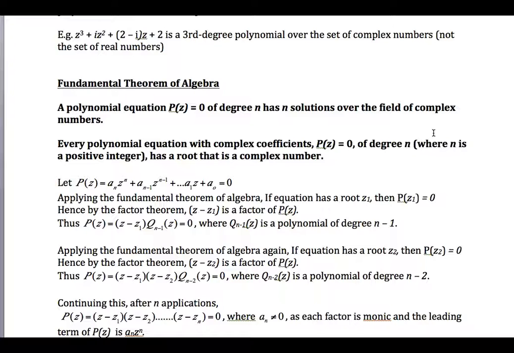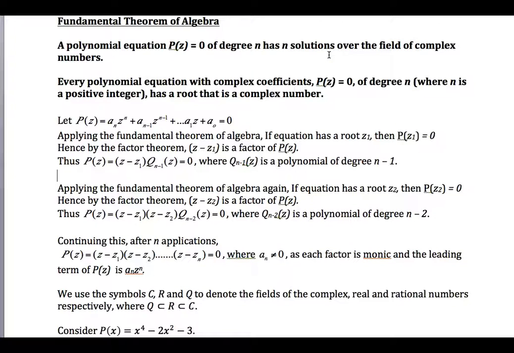They're complex. Now, the fundamental theorem of algebra basically says if your power is z squared, you've got 2 solutions. Z cubed has 3 solutions. Z to the power of 4 polynomial has 4 solutions. So that's what the fundamental theorem of algebra is. It says a polynomial equation, P of z equal to 0, of degree n has n solutions over the field of complex numbers. Now, every polynomial equation with complex coefficients, where P of z equals 0 of degree n, where n is a positive integer, has a root that's a complex number.